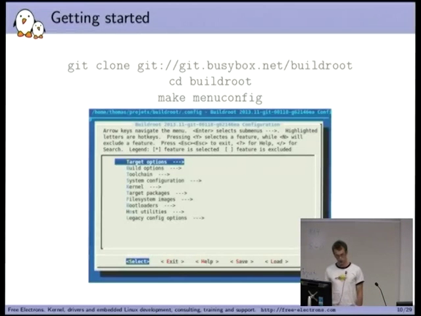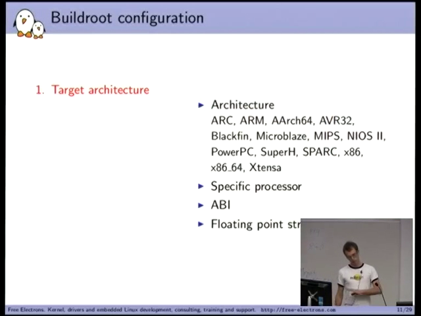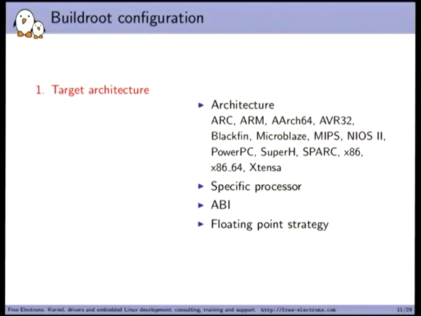So how do you get started with Buildroot? Well, you just grab it from the Git repo. There are stable releases, of course, but it's probably easier with the Git repo. And then you run make menuconfig and you have the well-known menuconfig interface to configure all the different aspects of the embedded Linux system you're going to produce. I'm going to go through pretty quickly the different configuration aspects that are available.